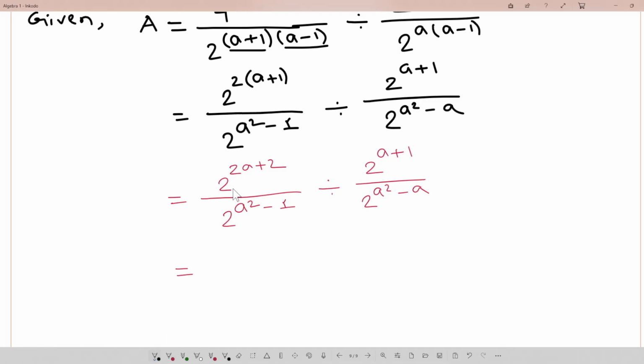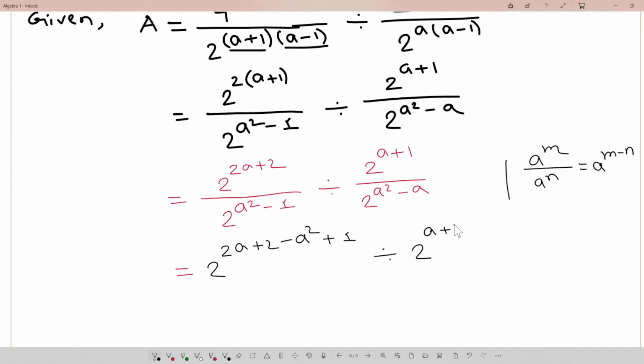Now it's a very simple thing. We know once a to the power m divided by a to the power n, we can write a to the power m minus n. It means once division, if bases are same, the powers will be subtracted. So we can write 2 to the power 2a plus 2 minus a square plus 1, divided by 2 to the power a plus 1 minus a square plus a.